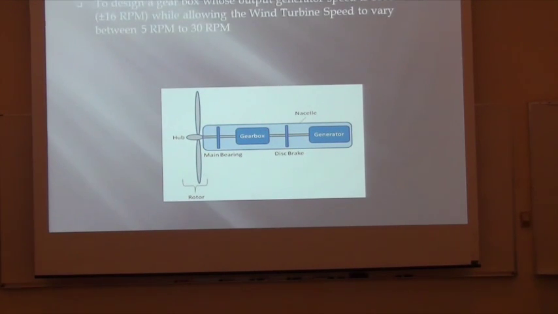The objective of this project is to design a gearbox which outputs 1000 RPM, plus or minus 16. That means 984 RPM to 1016, while allowing the wind turbine speed to vary between 5 RPM and 30. This is again a simple picture of the wind turbine. You can see the blades, main bearing, gearbox, disc brake, and the generator. This housing is called the nacelle.